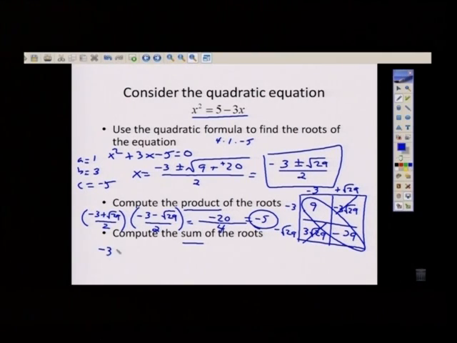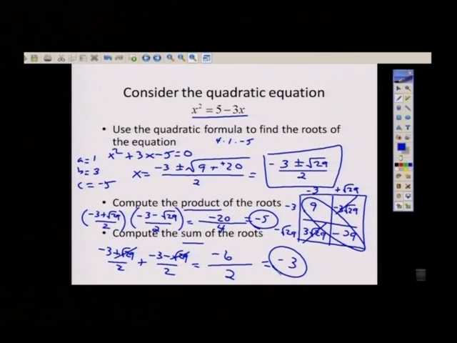Now the sum, if we add our two roots together, the positive square root of 9, negative minus square root of 29 just cancel. So I get negative 6 over my common denominator, which is negative 3. Okay? So I want you to remember this.